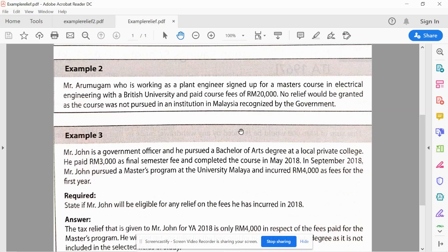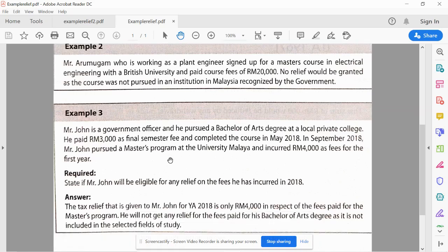Alright, and the third one we have Mr. John. He is a government officer and he pursued a Bachelor of Arts degree at a local private college. He paid 3,000 as final semester fee and completed the course in May 2018. In September 2018, he pursued a master's program at UM and incurred 4,000 ringgit as fees for the first year.